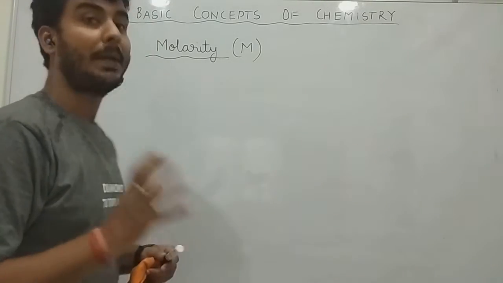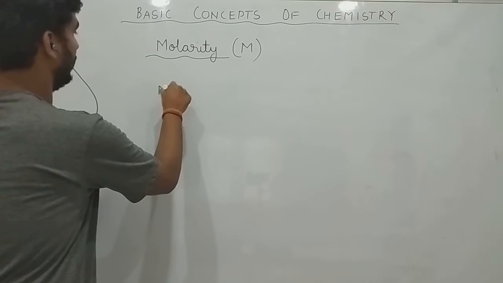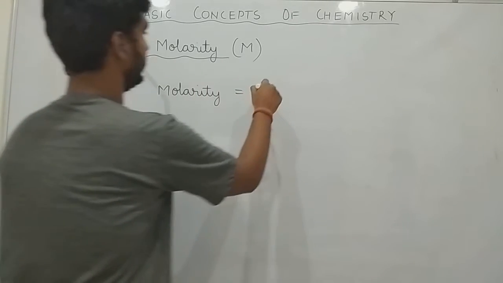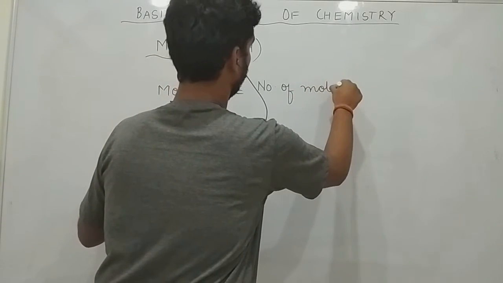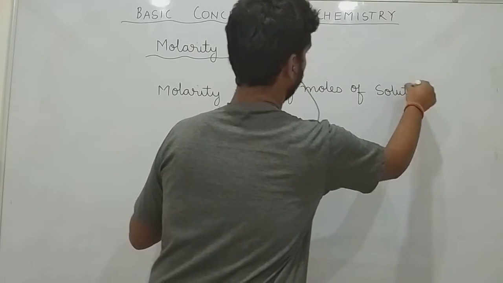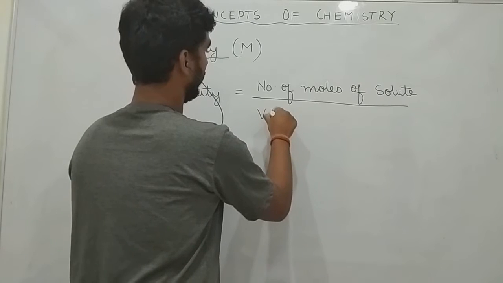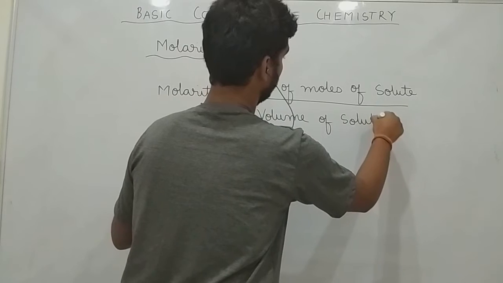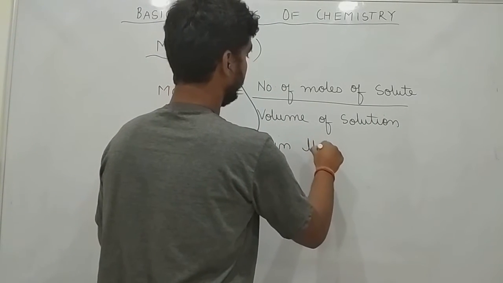Now what is the mathematical formula to find molarity of a solution? So, molarity is equal to what? Molarity of solution is equal to number of moles of solute divided by volume of solution in liters. Remember this.